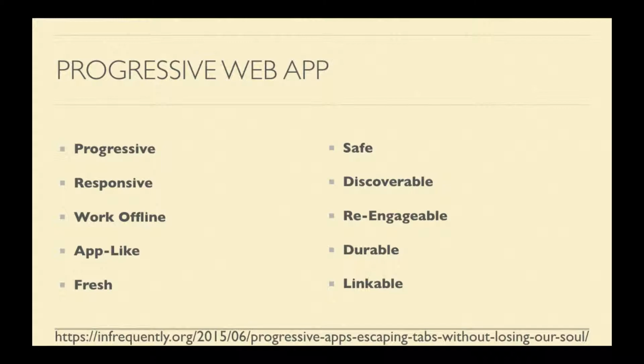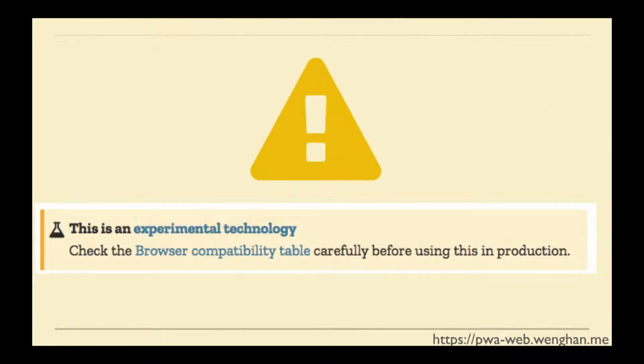Linkable is just like, for example, WhatsApp. There's a link, so you can just send it to a person, and the person can access the link. It will automatically open WhatsApp. All these features currently, I can say, are still experimental.